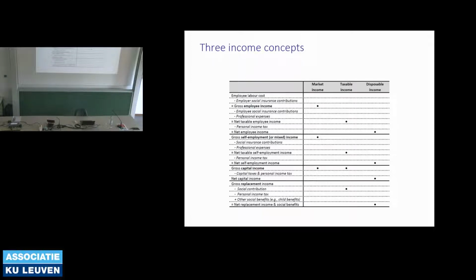Then taxable income, that's the income notion that is used by the fiscal authorities. In fact, in June, well, we are probably all doing that right now, collecting the papers to fill in our tax declarations. That information goes to the tax authorities, and they use that to define a taxable income concept. The main difference between market income and taxable income is, for instance, that professional expenses and employee social insurance contributions have been subtracted from your labor income.